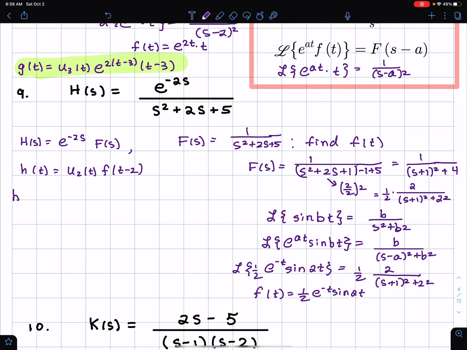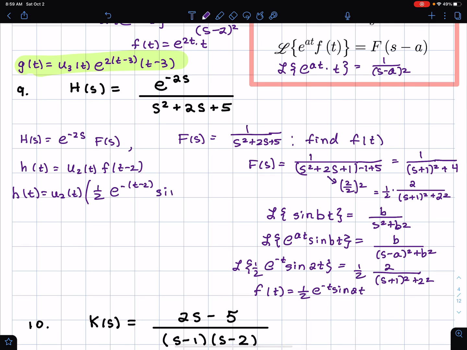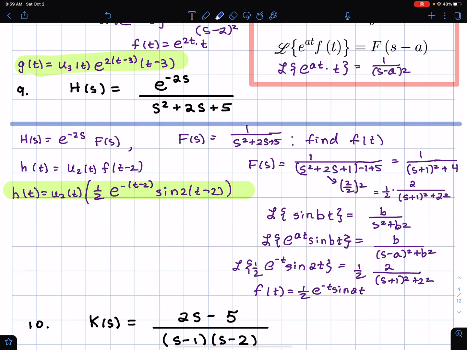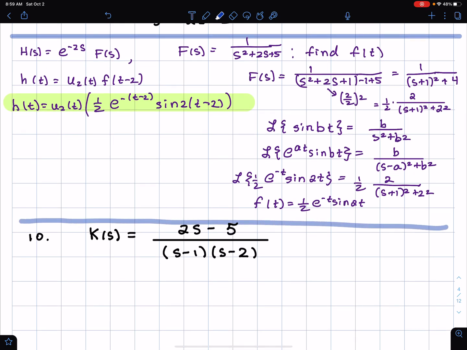So going over here, h of t is u sub 2 of t times 1/2 e to the negative t minus 2. So we replace t by t minus 2, sine of 2 times t minus 2. Okay, did that one. These are not that easy, are they? Sort of difficult. Okay, let's go on to this next one here.